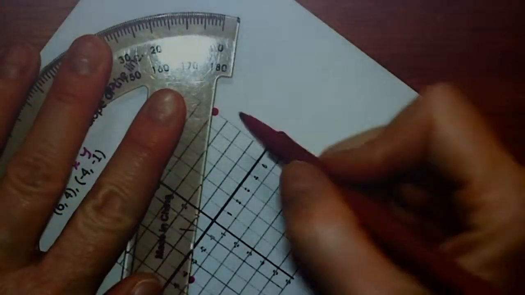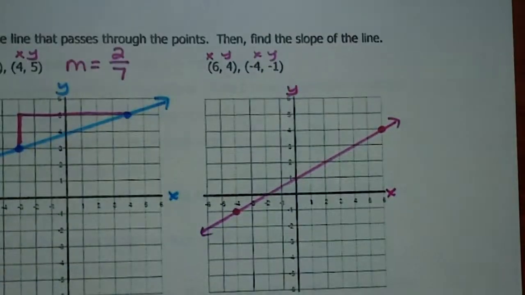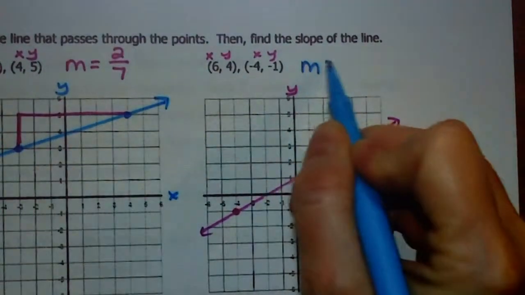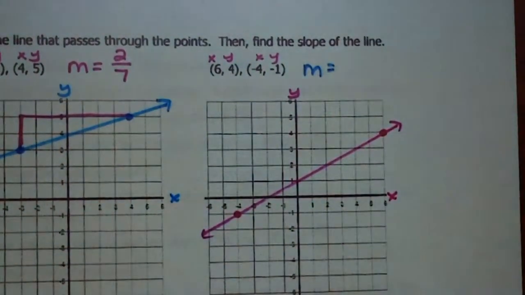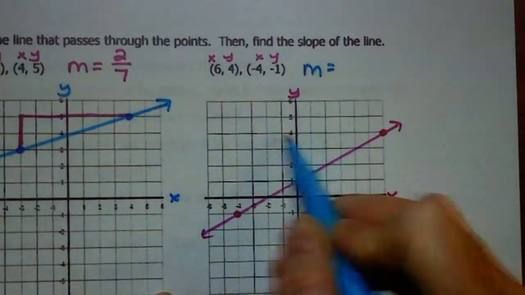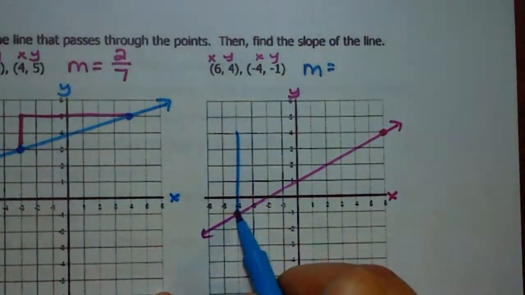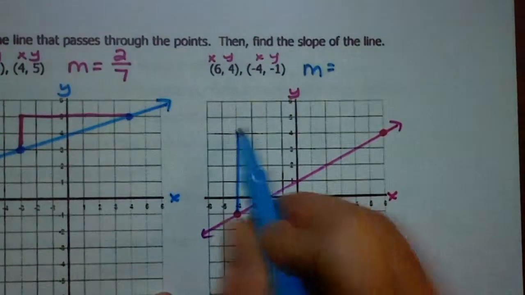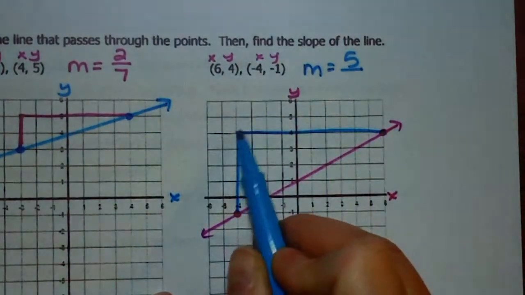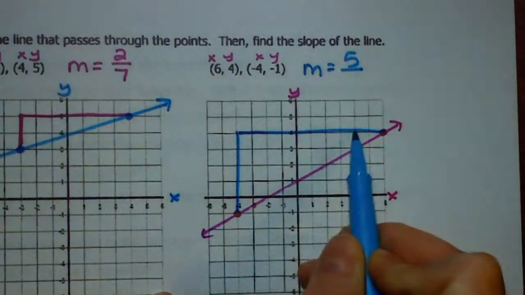Draw your line through those points all the way through the graph with some arrows on there. And now we're going to figure out what the slope of this line is. So I'm going to say m equals. Okay, now instead of x, y, you have to tell me rise over run. So to get from one point to the next, the vertical change, the change in y, is up 1, 2, 3, 4, 5. We have to go up 5. And the horizontal change is 1, 2, 3, 4, 5, 6, 7, 8, 9, 10.